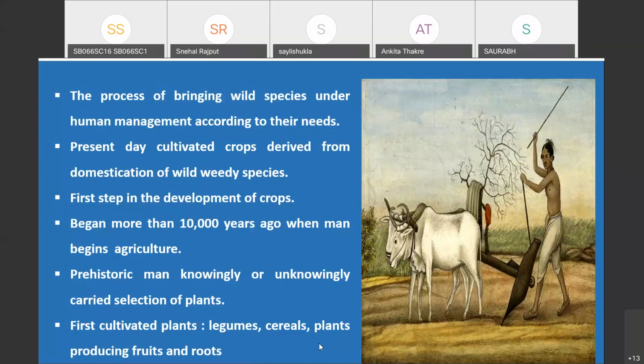Okay, you should not get confused between domestication and selection. To domesticate a certain type of wild weedy species, the prehistoric man certainly must have carried out selection unknowingly, because he was not aware of inheritance or any scientific basis. Just as per the need, prehistoric man must have selected certain types of plants. That's why we say selection is the oldest method of plant breeding.